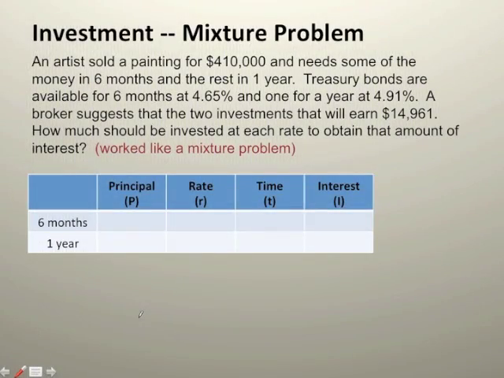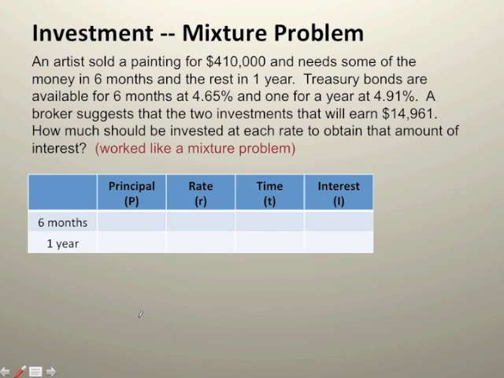This is an investment problem. An artist sold a painting for $410,000 and needs some of the money in 6 months and the rest in 1 year. Treasury bonds are available for 6 months at 4 and 65/100% interest, and one for a year at 4 and 91/100% interest. A broker suggests that the two investments would earn $14,961. How much should be invested at each rate to obtain that amount of interest?